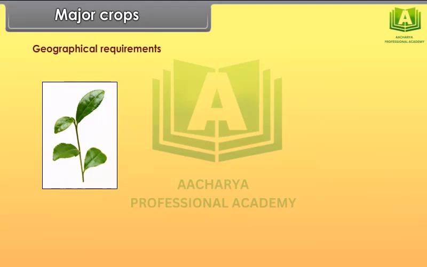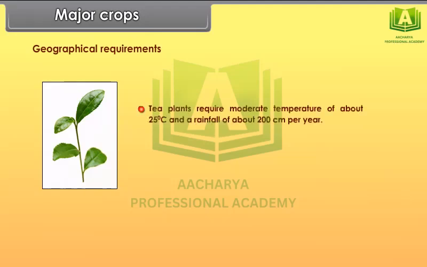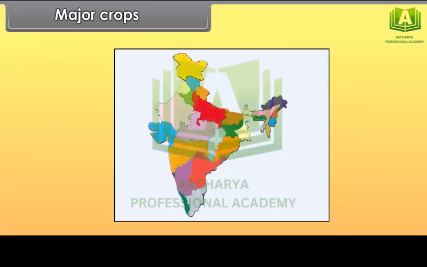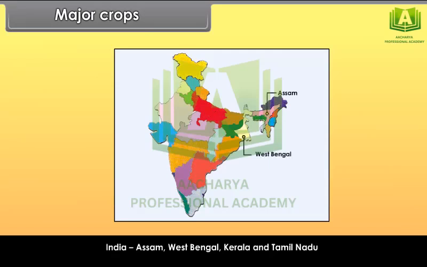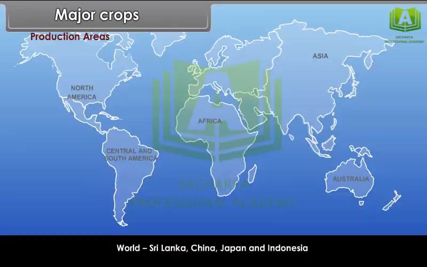Geographical requirements. Tea plants require moderate temperature of about 25 degrees Celsius and a rainfall of about 200 centimeters per year. Well-drained hilly slopes grow most of the tea of our country. Production areas. India: Assam, West Bengal, Kerala and Tamil Nadu. World: Sri Lanka, China, Japan and Indonesia.